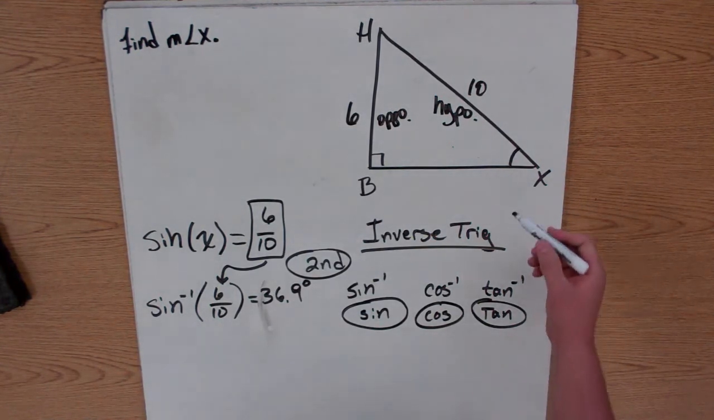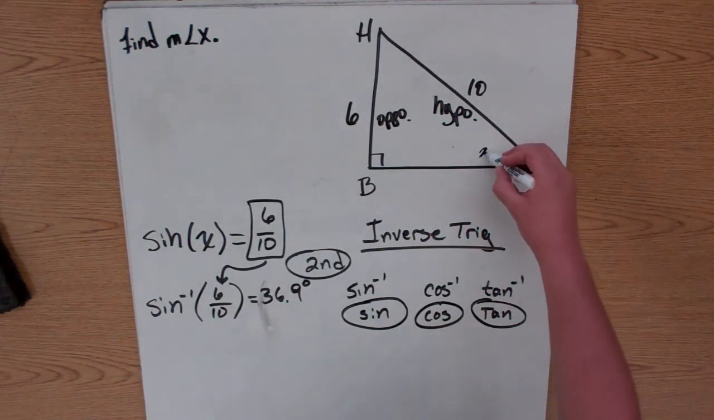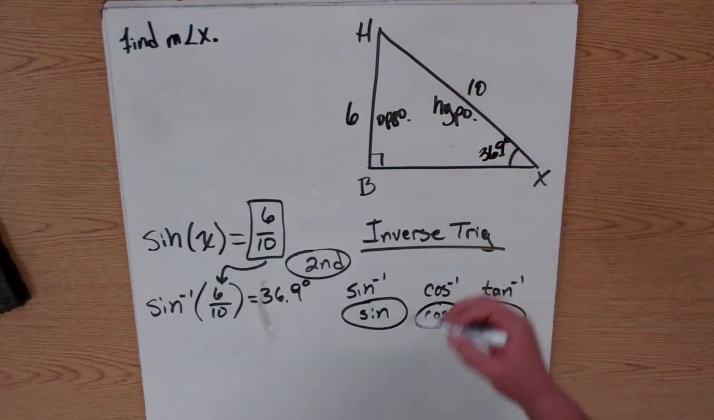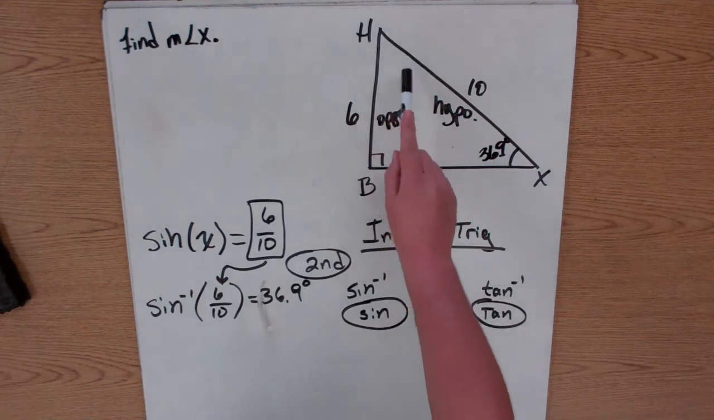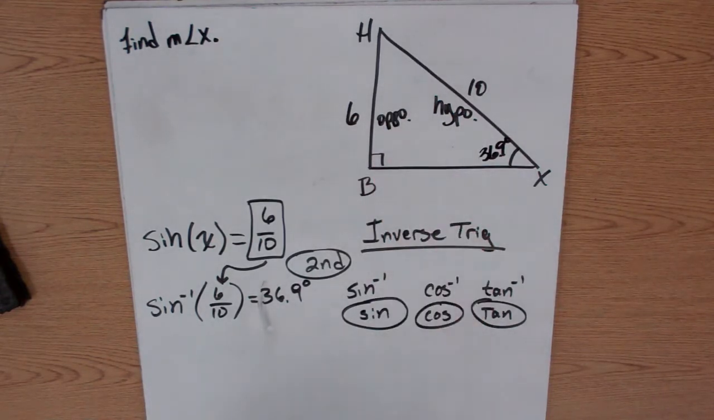So angle x here, we can go ahead and write it in, is 36.9 degrees. Of course now we can find this one, because we know these two angles have to add up to 90, so just subtract that from 90 and you would get that angle.